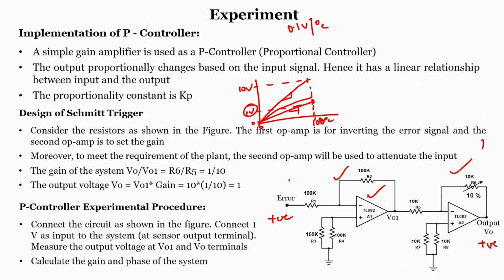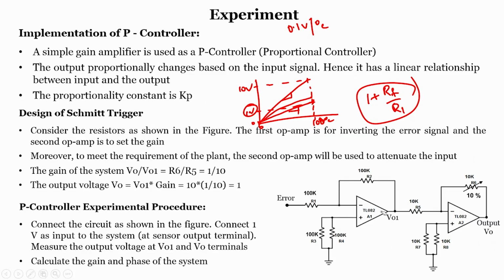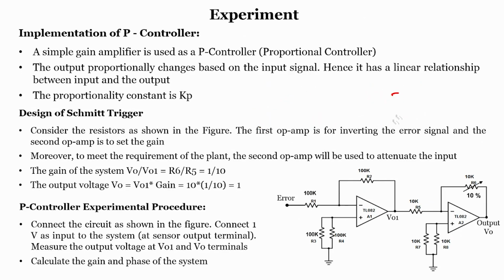But we have to closely select the resistance values, because the gain of a non-inverting amplifier is 1 plus RF by R1. Here it is completely proportionate and we can easily calculate, but with a non-inverting one we have to use a calculator or pen and paper. That is the reason, to make it a little simpler, we are using 2 op amps instead of a single operational amplifier. One is for changing the phase, another one is for attenuating it, right. So, this is about the P controller.